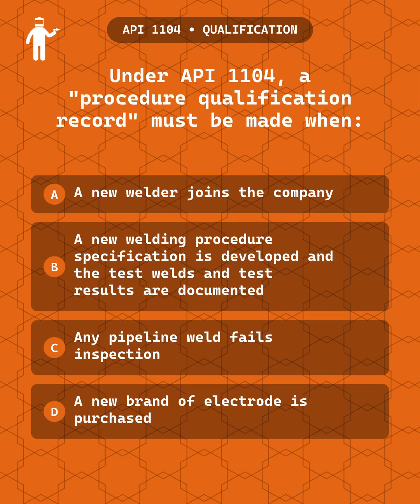Question 9. Under API 1104, a procedure qualification record must be made when A. A new welder joins the company. B. A new welding procedure specification is developed and the test welds and results are documented. C. Any pipeline weld fails inspection. Or D. A new brand of electrode is purchased.